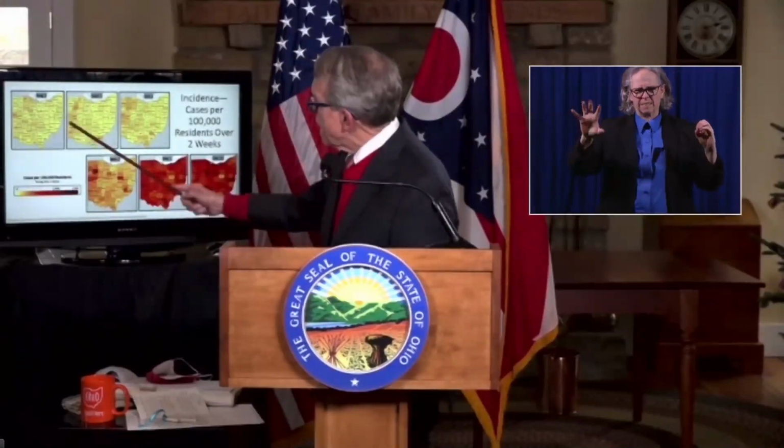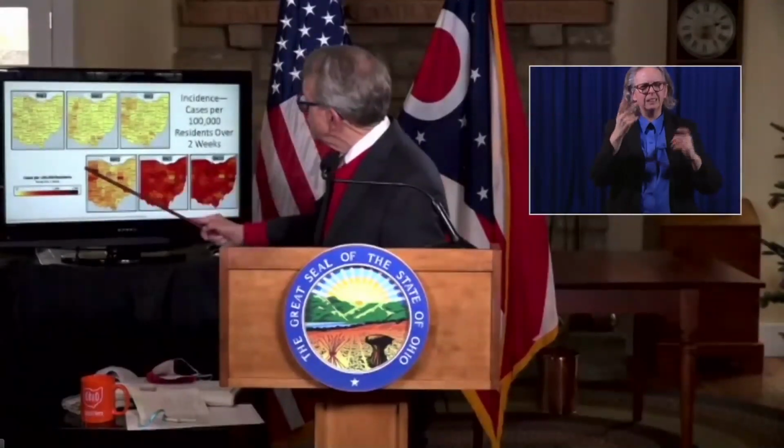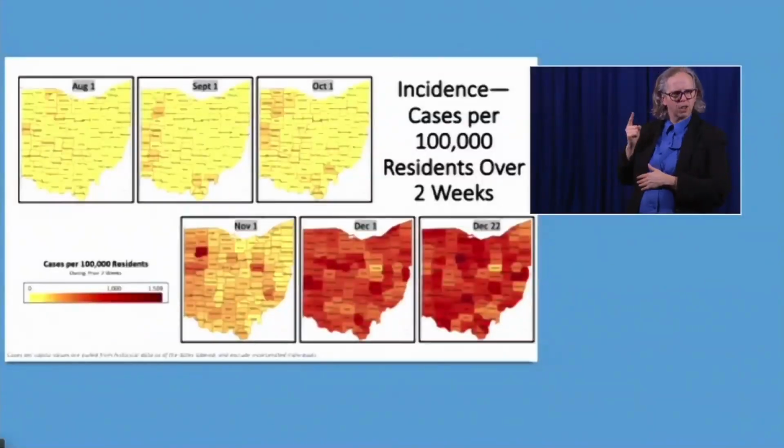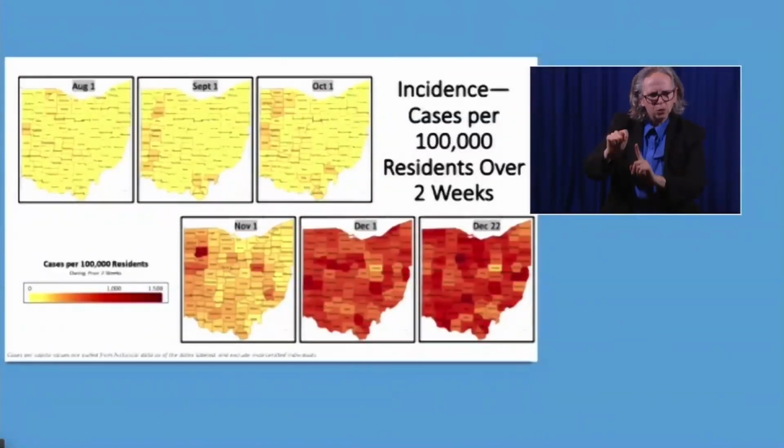And this is kind of a time lapse starting August 1, September 1, October, November, December 1, and December 22nd. And so, what you can see is we're moving further and further this way. And basically, every county is in the red.